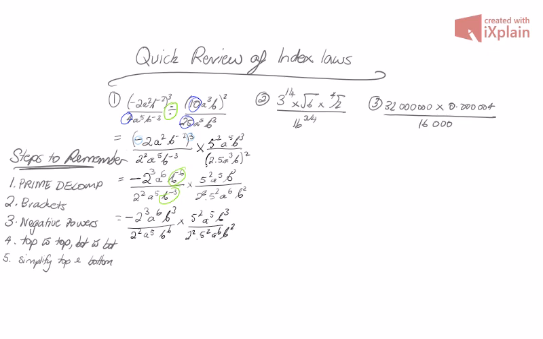Now, next step, top with top, bottom with bottom. So we've got a negative times a positive, so that's a negative. 2's got no one to play with. 5's got no one to play with. A, you have 6 and a 5. You add them together makes 11. B, 3 and 3 makes 6.